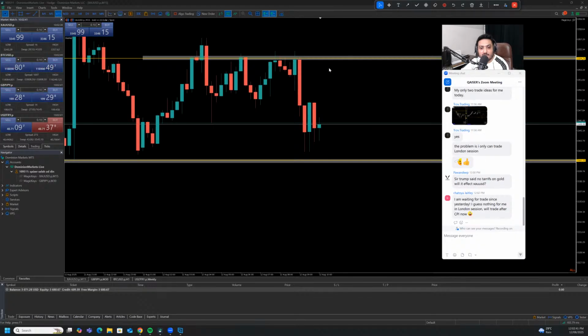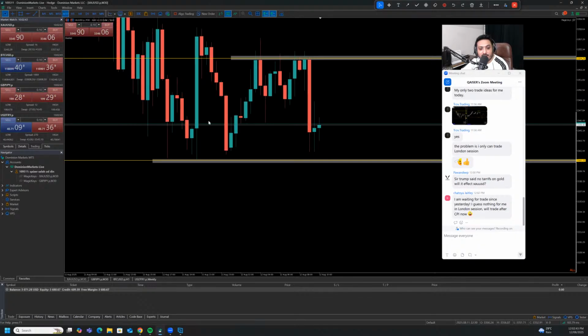I would like to see sells. I want to see a candle close below the support area so I can go with the sells. I've been waiting for a trade since yesterday. I guess there's nothing for me in the London session. We'll trade after CPI now. Yeah, that totally makes sense. Just stick with the plan.